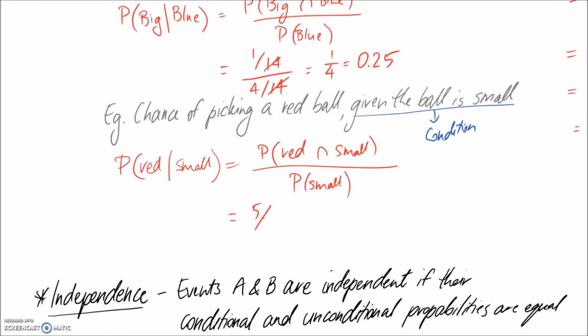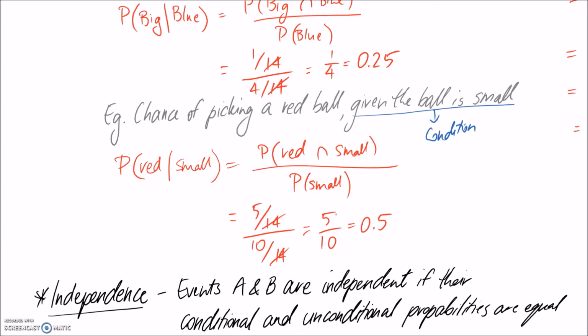So the top line is going to be 5 on 14. The bottom line here was 10 on 14. Again, we find that we've got the same denominator on both lines, so they're going to cancel with each other, which gives us 5 out of 10. And if we want to write this as a decimal, it's going to be 0.5.